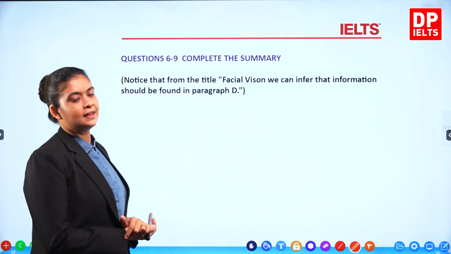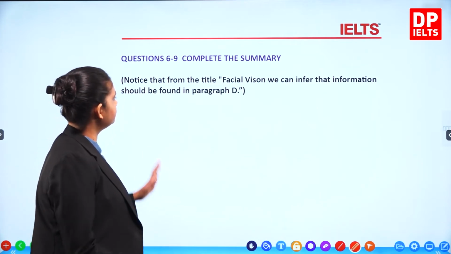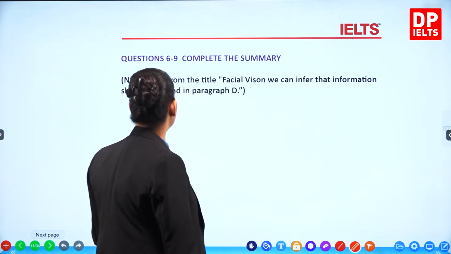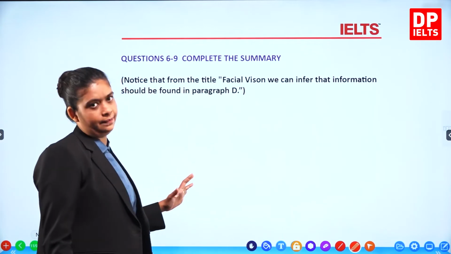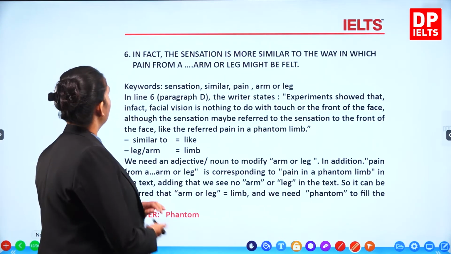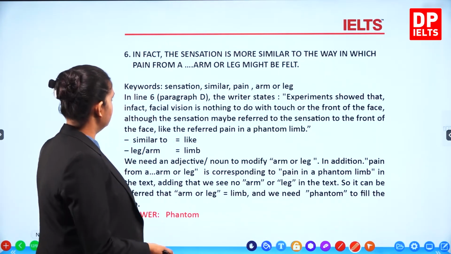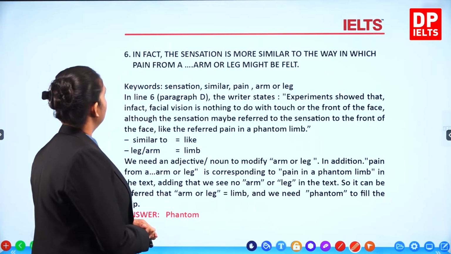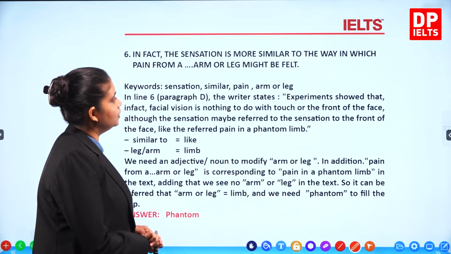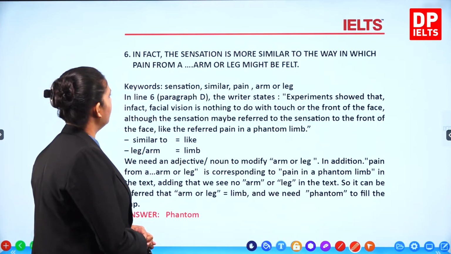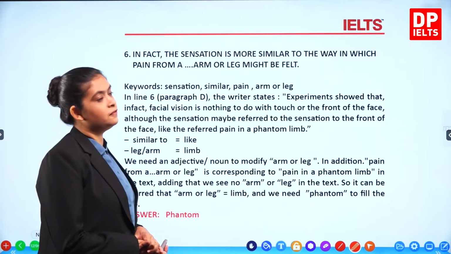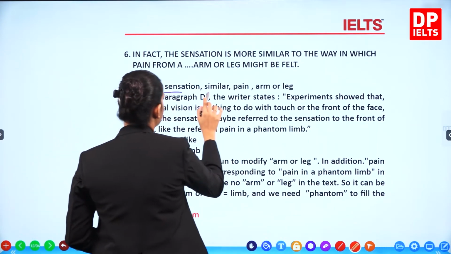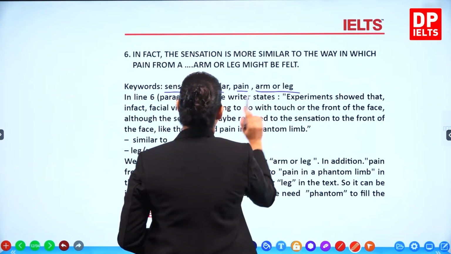Next one, complete the summary, okay? Notice that from the title facial vision, we can infer that information should be found in paragraph D, okay? Right, so kind of important, could be a bit difficult as well, okay? In fact, the sensation is more similar to the way in which pain from arm or leg might be felt. Okay, so you can go through this bit in between. So keywords are sensation, similar, pain, arm or leg.